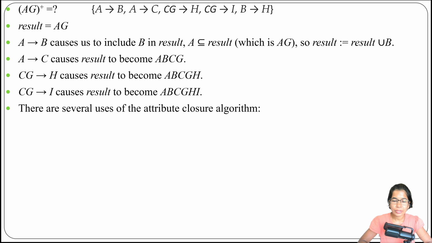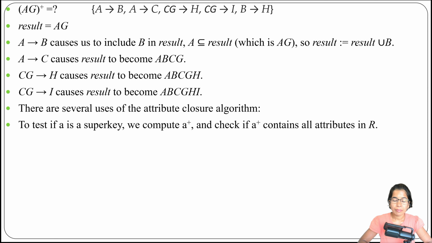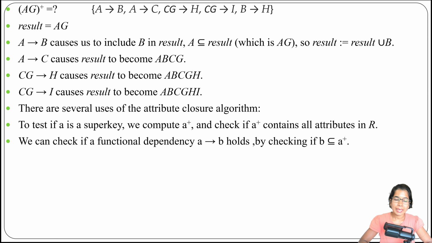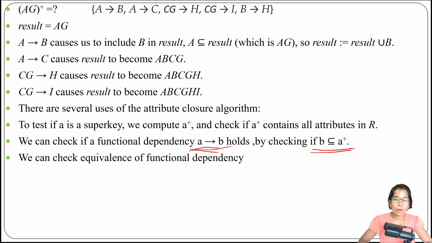There are several uses of the attribute closure algorithm. First, for finding the super key: if A plus contains all the attributes in R, then A is the super key. Then we can check whether a functional dependency A derives B holds. How do we check? If B is a subset of A plus, then we can say A derives B, meaning B is functionally dependent on A, holds. We can also check equivalence of functional dependencies by using attribute closure. So attribute closure can be used for finding super keys, for checking whether a functional dependency holds or not, and to check equivalence of functional dependencies.